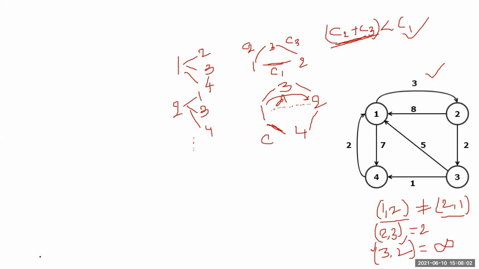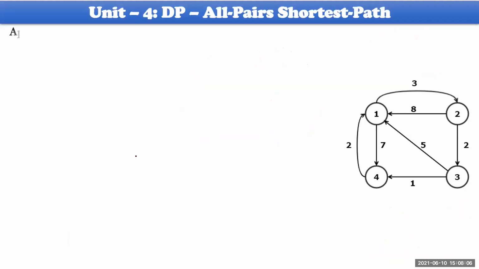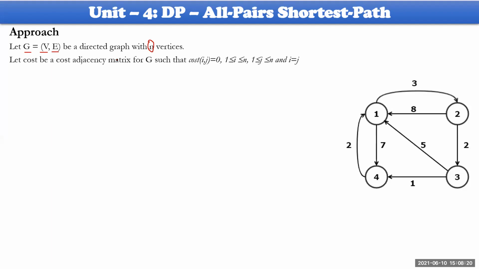To perform this, we would like to continue the approach here. A graph can be given having several vertices and several edges. And we would like to draw the cost adjacency matrix of G, such that cost of i comma j is equal to 0 for all i equal to j.